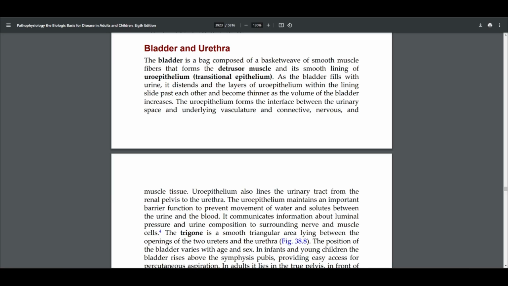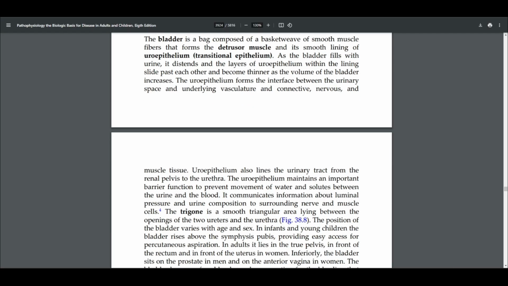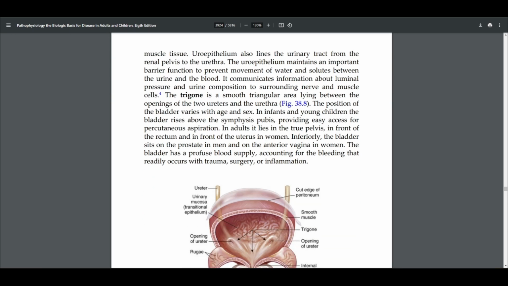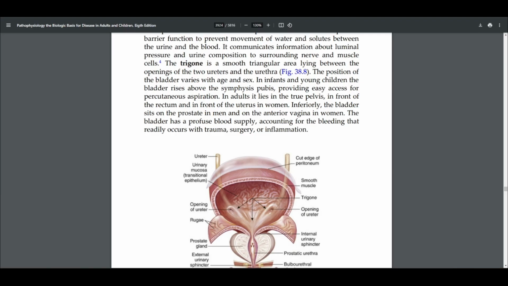The uroepithelium forms the interface between the urinary space and the underlying vasculature and connective, nervous and muscle tissues. The uroepithelium also lines the urinary tract from the renal pelvis to the urethra. The uroepithelium maintains an important barrier function to prevent movement of water and solutes between the urine and the blood. It communicates information about luminal pressure and urine composition to surrounding nerve and muscle cells. The trigone is a smooth triangular area lying between the openings of the two ureters and the urethra.